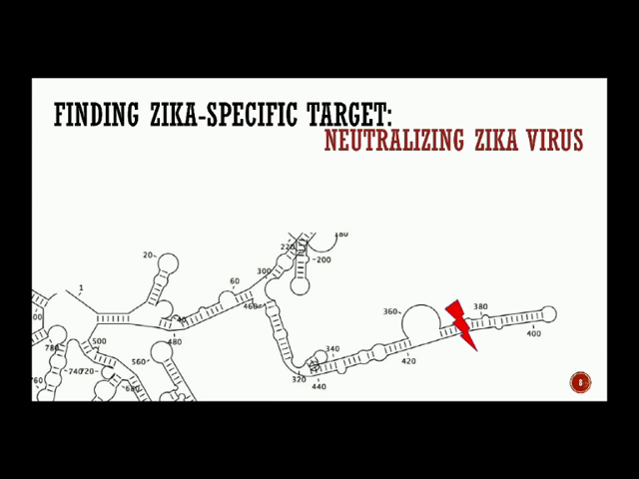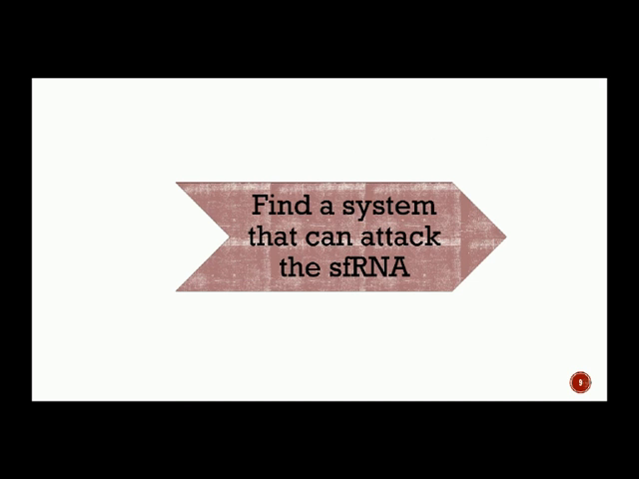If the mosquitoes are modified so they can cleave the sfRNA, the XRN1 exonuclease will be able to degrade the entire virus. This eliminates the virus and hence prevents pathogenicity. Step 2. Finding a system that can attack sfRNA.